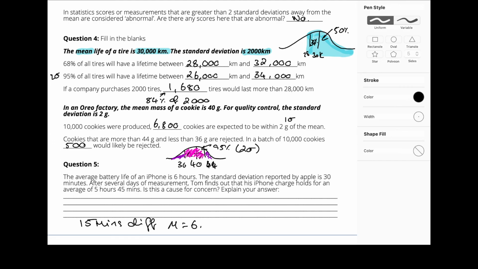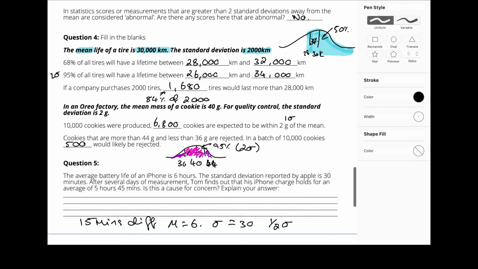The standard deviation is 30. So he's not even 1 standard deviation away. He's actually half a standard deviation away. So that's not cause for concern. It's well within the normal range. So 68% of them would lie between 5 hours 30 and 6 hours 30. So he's well within the normal range.